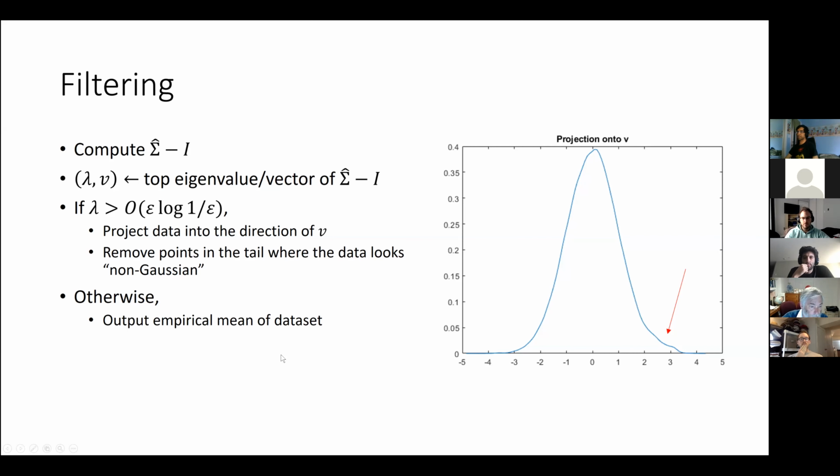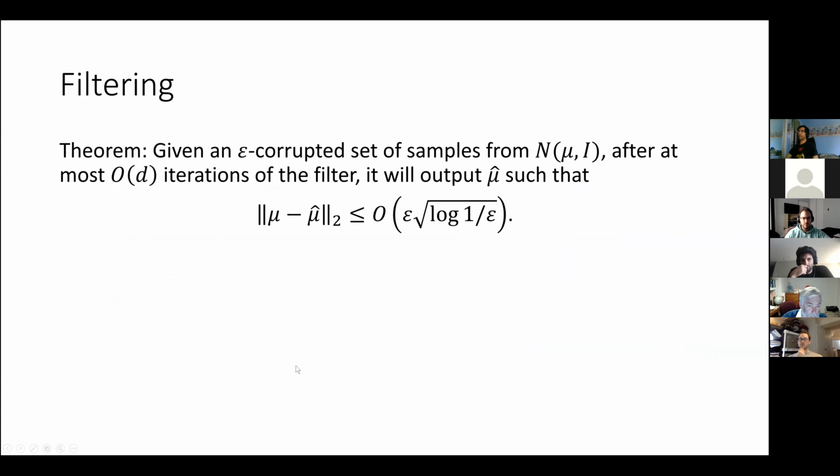So this is essentially the entire algorithm. You essentially just repeatedly do this procedure until you get to the case where the top eigenvalue is small enough. So it's a very simple algorithm, and it leads to the following theorem. Given epsilon-corrupted samples from a Gaussian, after at most, say, d iterations, the filter is going to output a proxy for the mean, which has this L2 norm guarantee for the true mean. In practice, far fewer iterations are required.